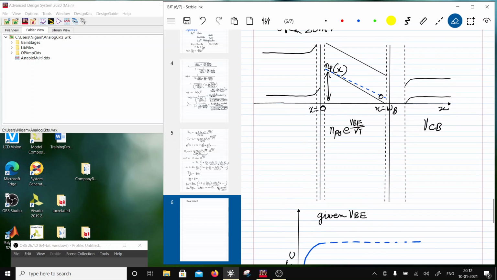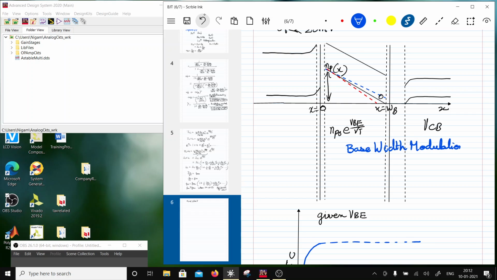But in reality, what is going to happen is, if you keep increasing VCB, then the effective value of WB is not going to be WB anymore, it's going to shift inwards, right? So this will cause what is known as base width modulation. So let me just put it here. That is called base width modulation.